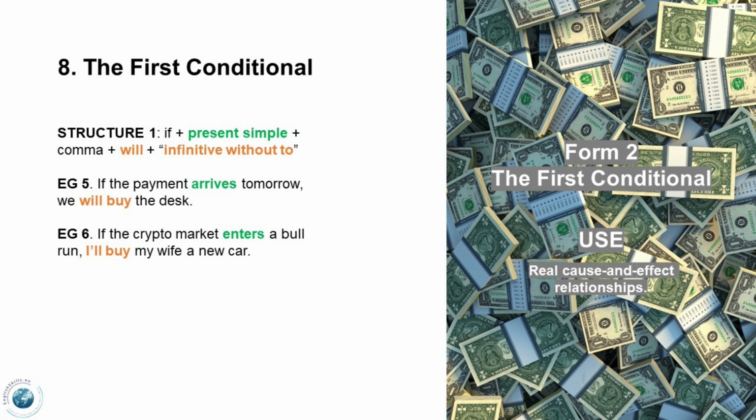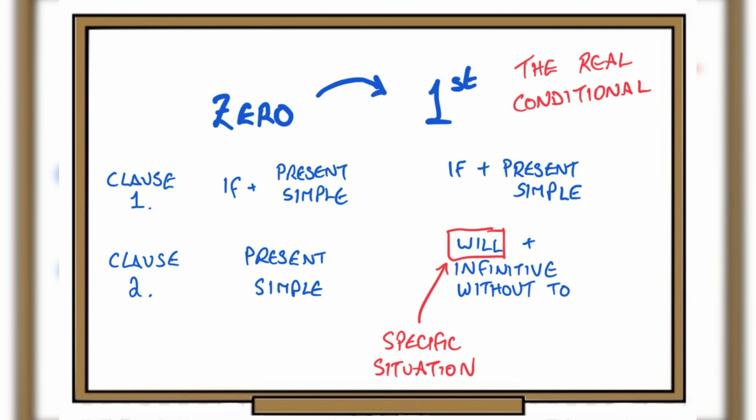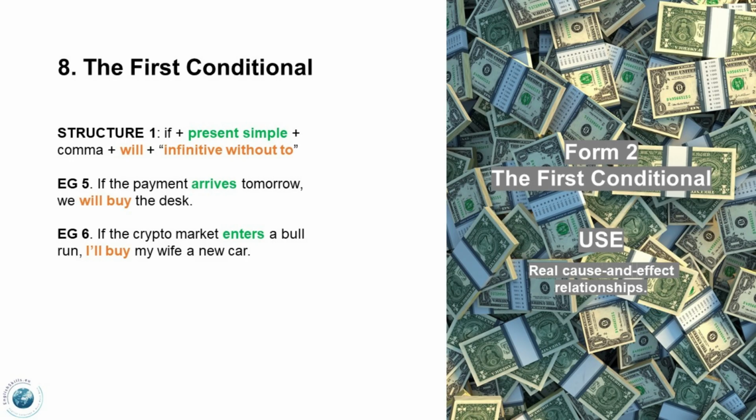We are now using will. That makes the situation specific rather than general. In addition, the causality is real. This is why we call it a real condition. We know that if the payment does not arrive, the speaker will not do the buying.